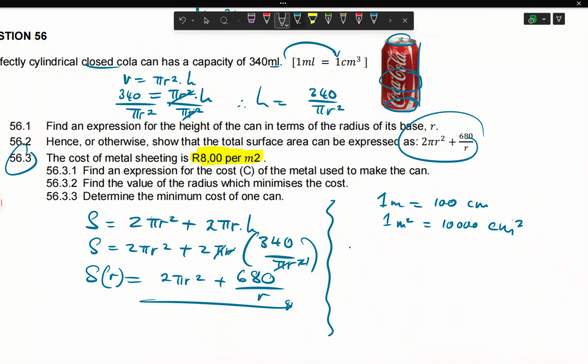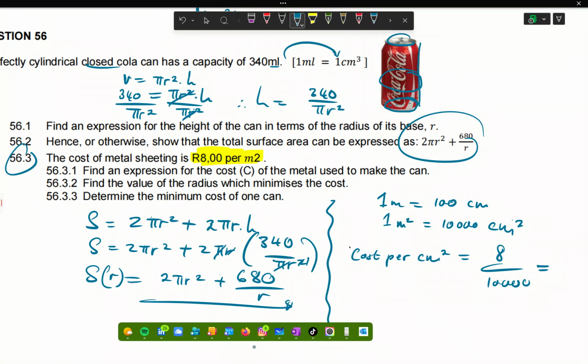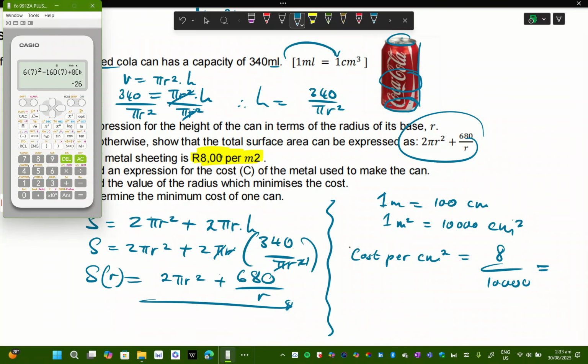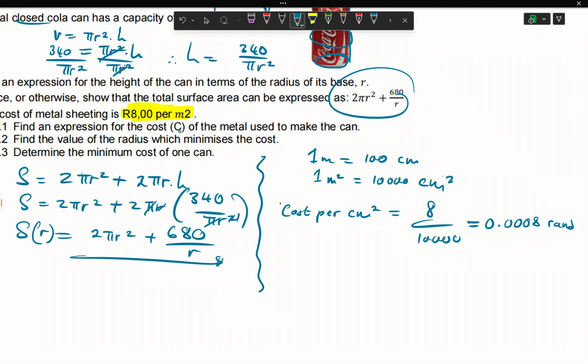So now, from there, I'm just going to say, okay, the cost now has to be in centimeters. So the cost per centimeter squared is, I'm just going to say 8 all over 10,000, not 1,000. So now let's see what's the answer there. So you have to divide by that, guys, so that you converted it into centimeter.